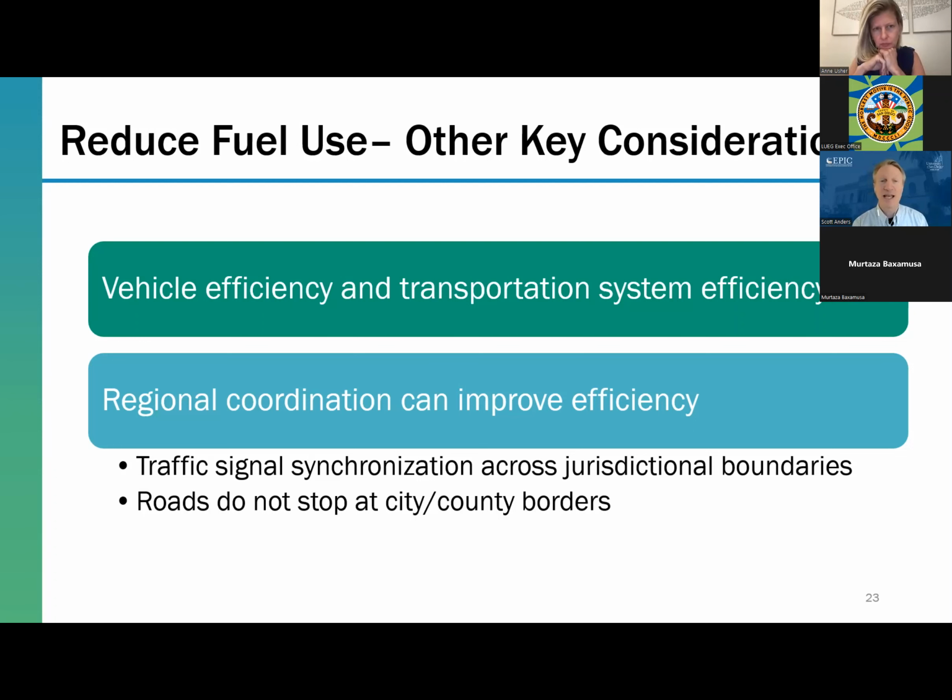And regional coordination is really important here because we see that a lot of climate action plans have measures around traffic signal synchronization or roundabouts, but they don't always work with the jurisdiction that's one city over. Maybe they have different traffic signal timing or synchronization consultants or software, and maybe there's no way to even make them work together. But these are the kinds of things that we're interested in hearing more about. How do we improve system efficiency?